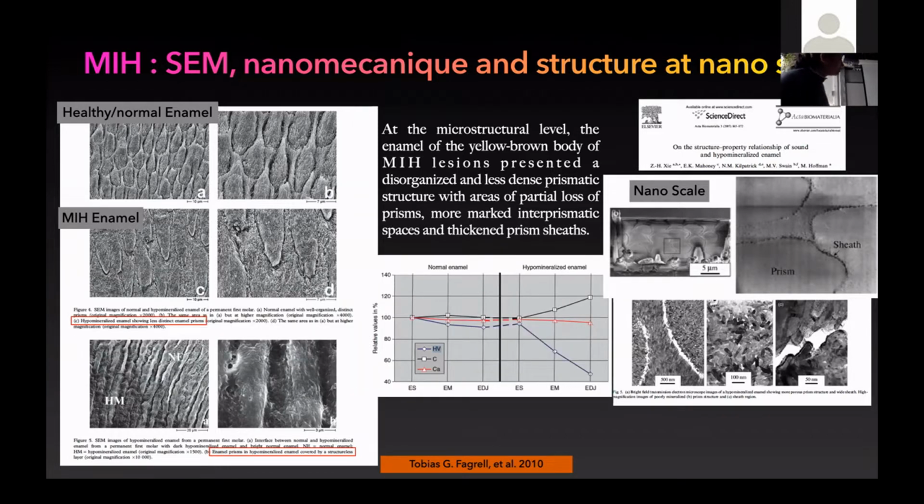And what about the mechanical properties of these MIH lesions? You can see here a nano hardness graph associated with the content of calcium, and you can see in the blue line the hypomineralized enamel. You can see here that we have a huge decrease of mechanical properties, depending on the depth considered, and EDJ means enamel dentin junction. So clearly, we have the major impact in the deeper layer of enamel.